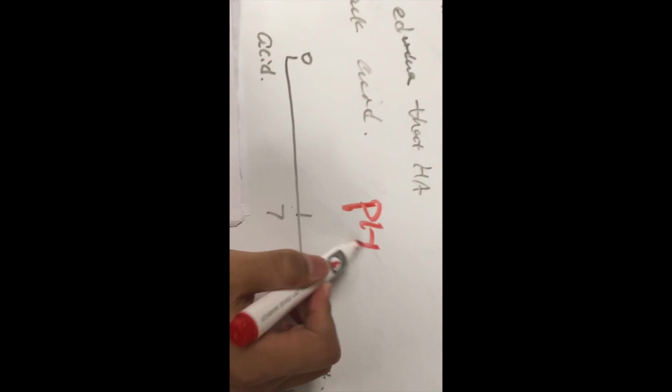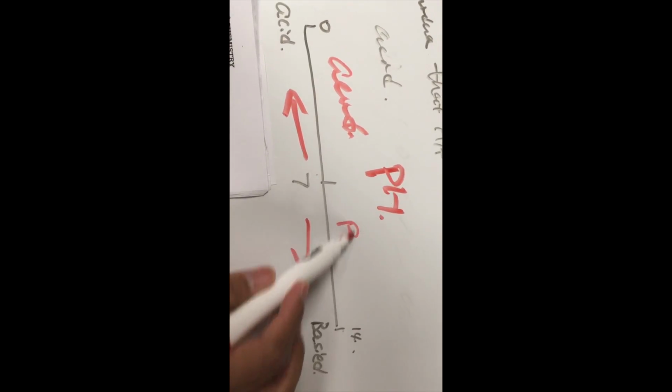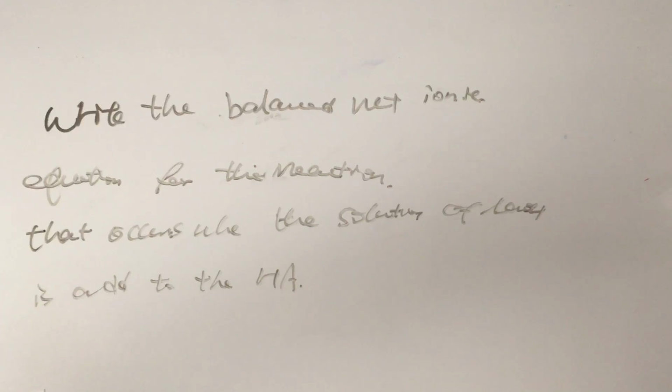So as we know, if a solution has a pH value less than 7, it should be acidic. If larger than 7, it's basic. From this table, we can know this HA is a weak acid because the pH value is less than 7.